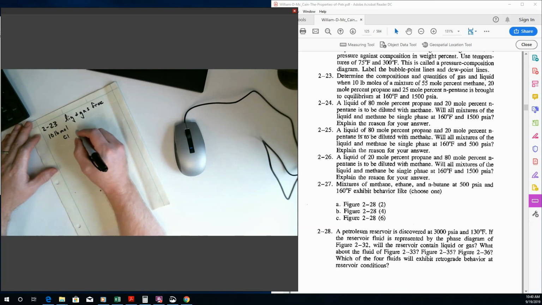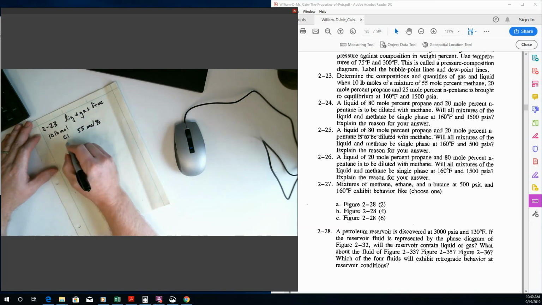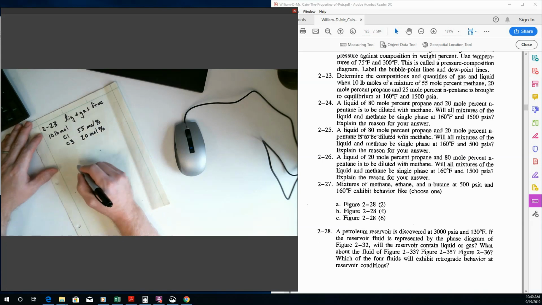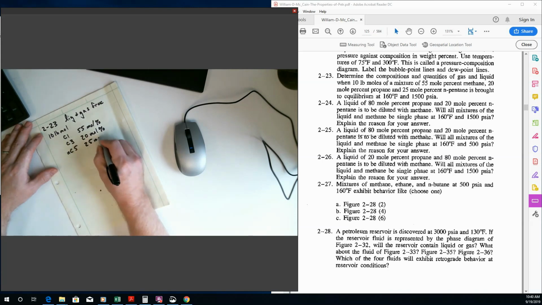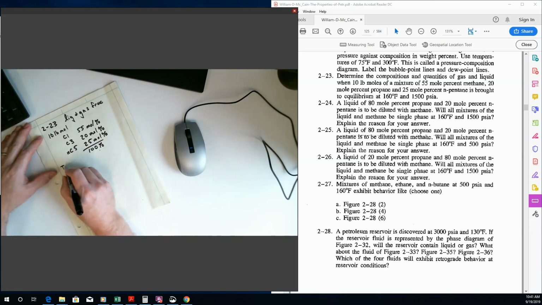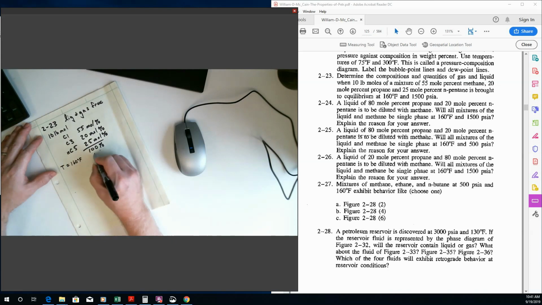is methane's 55 mole percent, propane is 20 mole percent, and N-pentane is 25 mole percent. These should add up to 100 because it's all of the components of the mixture. So we need to go find the diagram, and there's other important information there too. T is 160 Fahrenheit. P is 1500 psi.